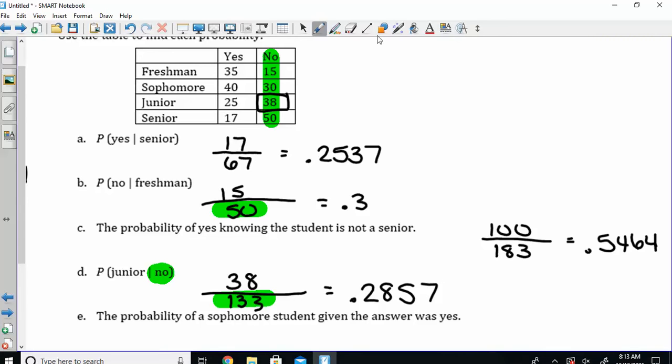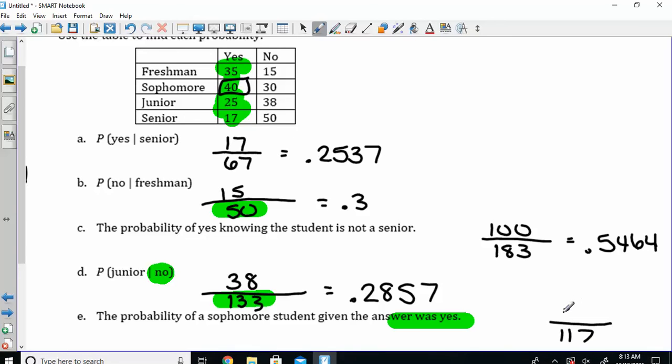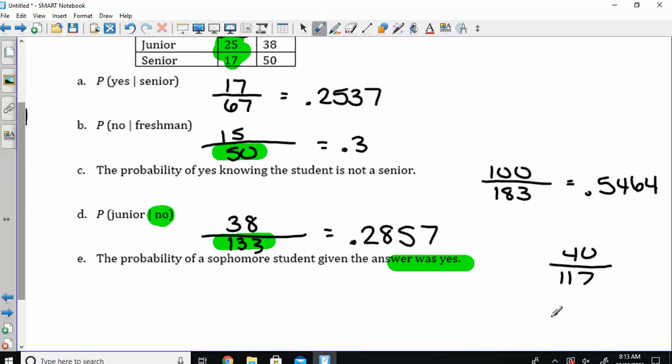Alright. E, the probability of a sophomore student given the answer was yes. So my given was yes, so we only look at our yeses. If you add all those yeses up, we have 117. And out of those, the sophomores, there are 40. So 40 out of 117 turns out to be 0.3419.